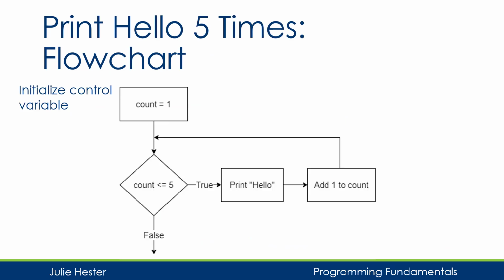So let's look at what it looks like to write a program that's going to print hello 5 times using a loop. And first I'm going to show you the flowchart here. I'm going to begin by creating a special variable called a control variable. I'm going to name it count. And this variable is going to be used to determine if I want to execute my loop again. So before I ever execute the loop or look at it, I'm going to initialize count to a value of 1.